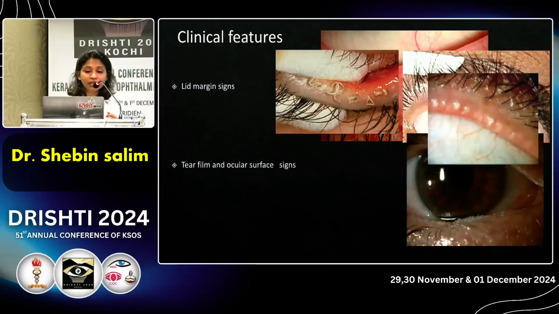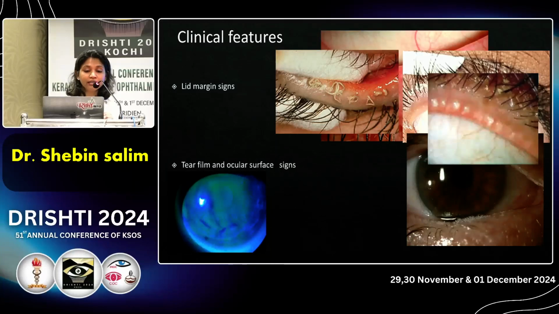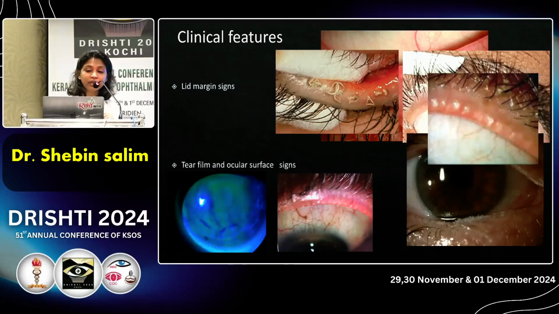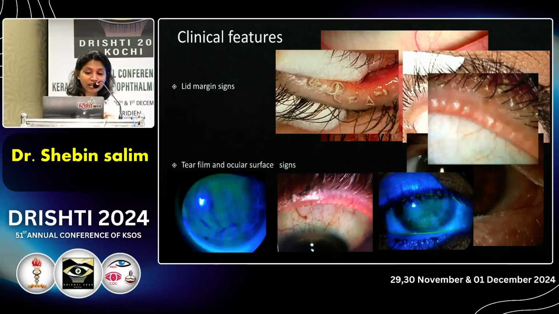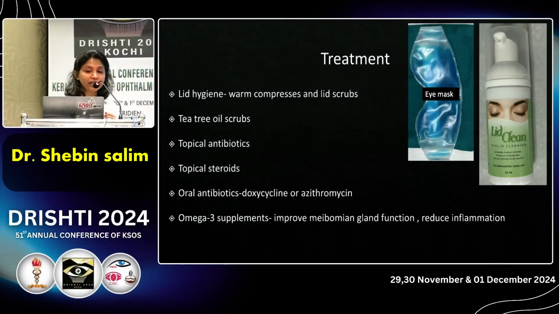Then the ocular tear film signs: we have the frothy tear film, then a reduced tear film breakup time, the associated conjunctival congestion and corneal SPKs. There can even be corneal scarring and vascularization in severe cases.